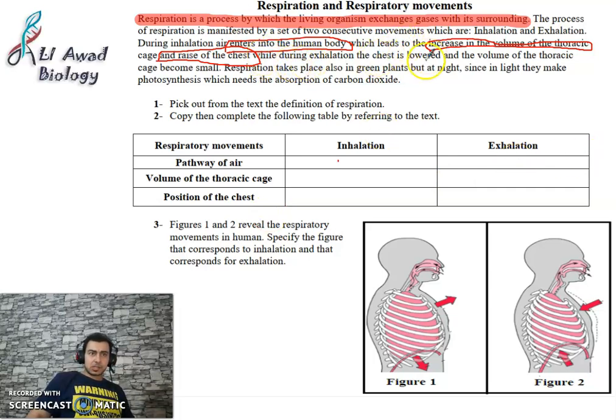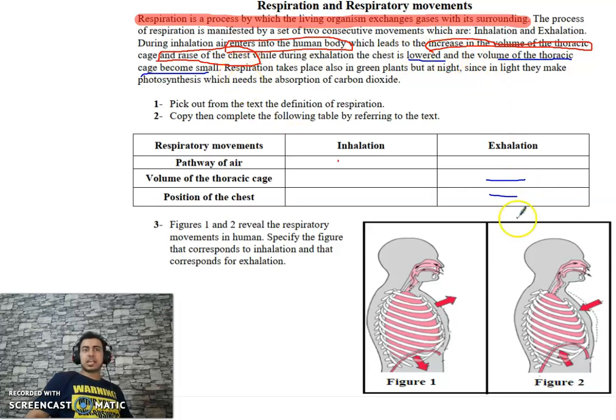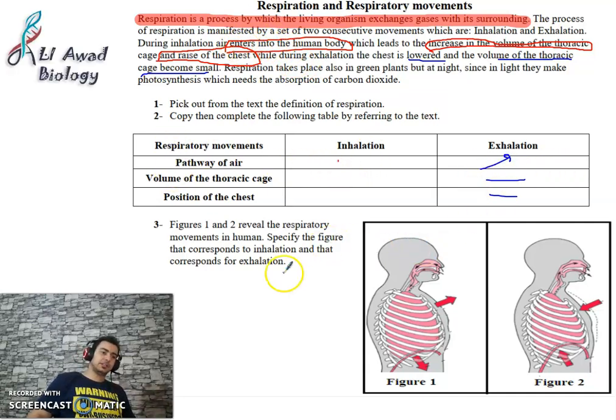During exhalation chest is lowered. Chest is lowered. بحطها هون. And the volume of thoracic cage becomes small. بحطها هون small. Okay. طيب بعد في شغلة انه الاير goes outside. هلا هو مش كاتبها هون، بس بما انه الاير enters بالinhalation، يعني بالاكسهاليشن goes outside ويطلع لبرا.